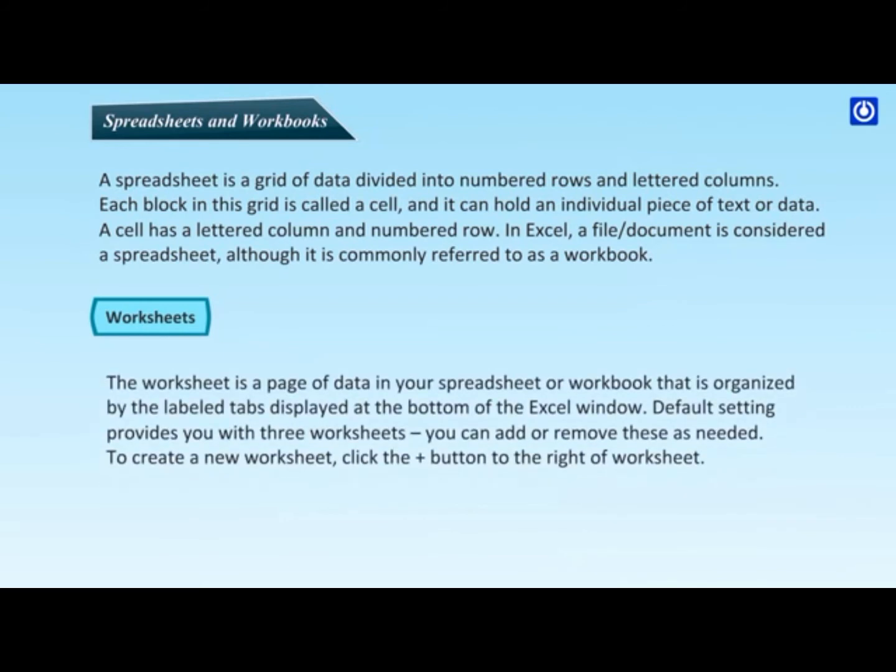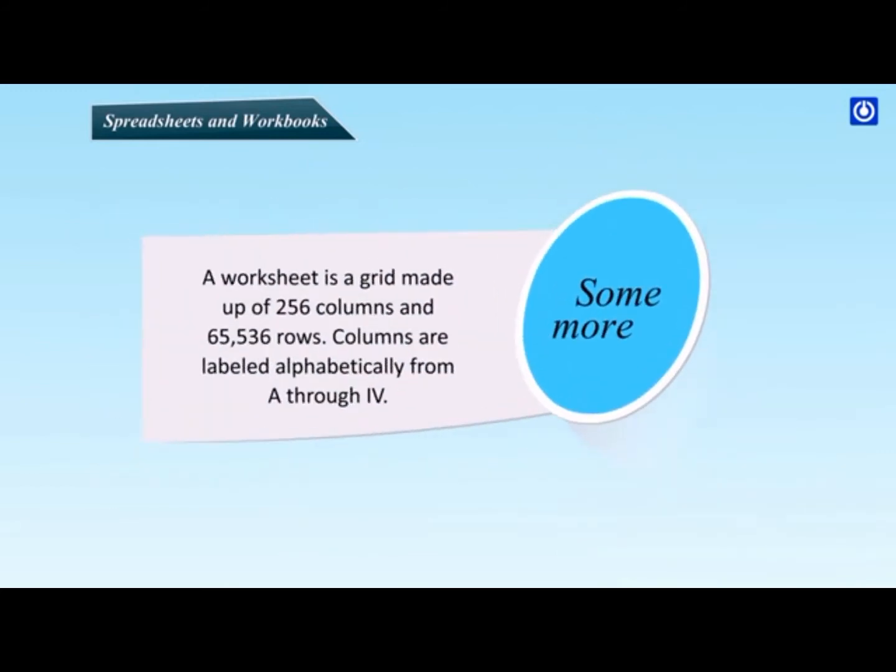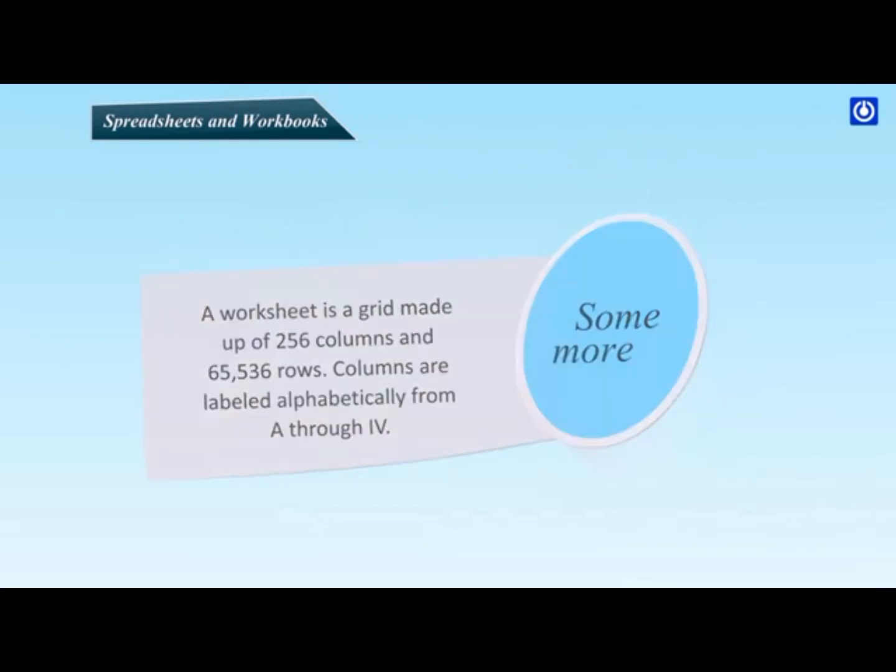Worksheets. The worksheet is a page of data in your spreadsheet or workbook that is organized by the label tabs displayed at the bottom of the Excel window. The default setting provides you with 3 worksheets. You can add or remove these as needed. To create a new worksheet, click the plus button to the right of the worksheet. Some more: a worksheet is a grid made up of 256 columns and 65,536 rows.